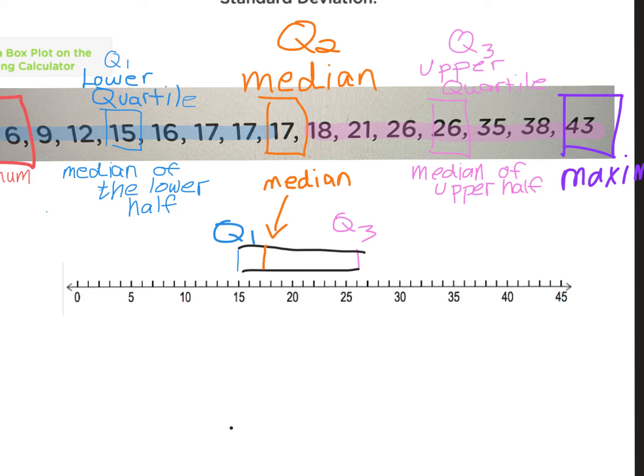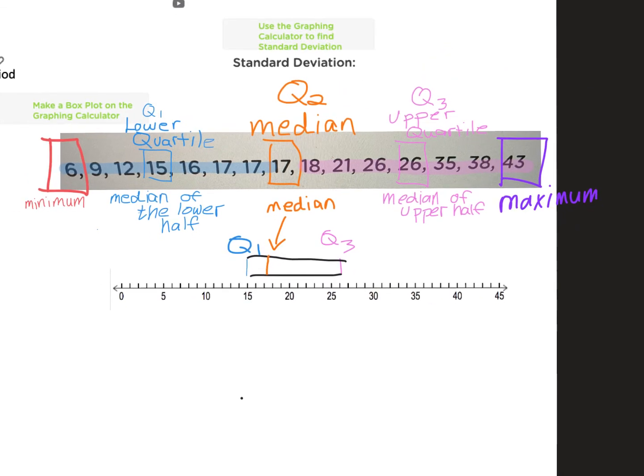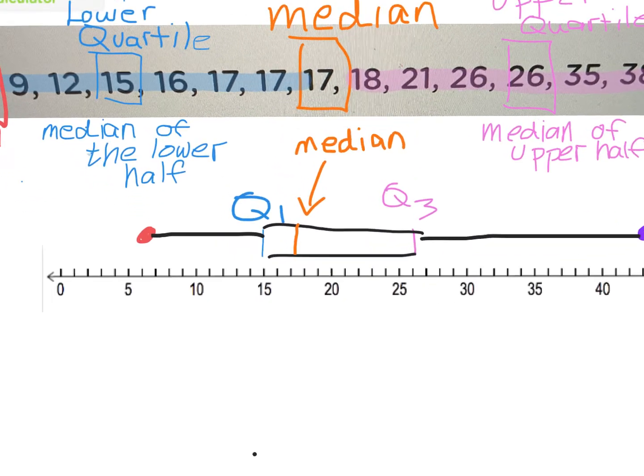And then last but not least, we are going to extend. There are going to be these little lines that kind of go out to the side. And they go all the way out to the minimum and the maximum. So you're going to put a little dot above that minimum, which was right there at 6. You're going to put a dot right there above the maximum, which was at 43. Oh, sorry. I just apologized to the table. And extend the line just like that. I'm going to zoom in.